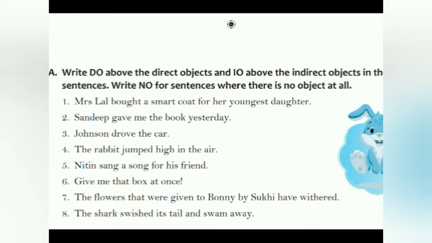Let's do this exercise to know more about this topic, direct object and indirect object. Write DO for the direct object and IO for the indirect object in these sentences. Write NO for sentences where there is no object. Clear? So the first sentence is, Mrs. Lal bought a smart coat for her youngest daughter. Here Mrs. Lal is the subject, bought is the verb. A smart coat, what did Mrs. Lal buy? A smart coat. So a smart coat is the direct object. So we would write DO.